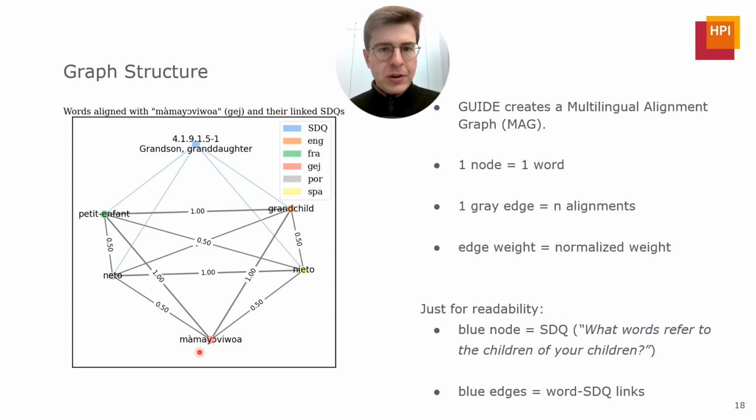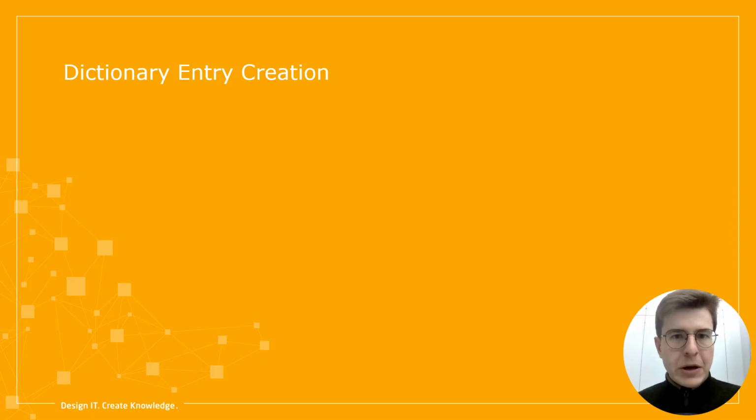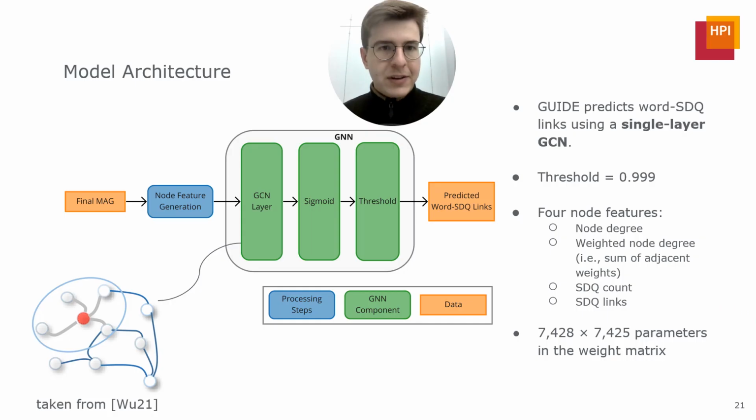A margin note: a Minagen speaker told us that this word refers to the grandchild of a female person. This leads to the question, how do we add Mama Yowayoa as a dictionary entry? How can we automatically link it to its semantic domain question? Spoiler alert, we only need a single graph neural network layer. That's it, our model architecture. Just one graph convolutional network layer.